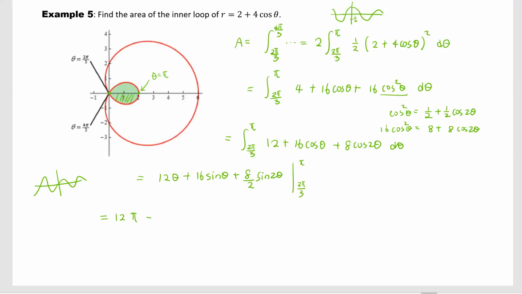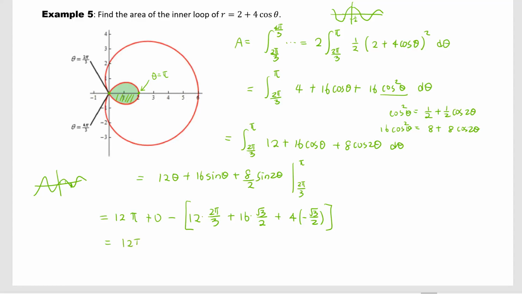And then we plug in 2 pi over 3, so 12 times 2 pi over 3, and we have 16. What is sine of 2 pi over 3? Well, sine of 2 pi over 3 is actually root 3 over 2, right? Plus 4, sine of 4 pi over 3. So 4 pi over 3 is right here. That corresponds to negative root 3 over 2. So far, so good, everybody?